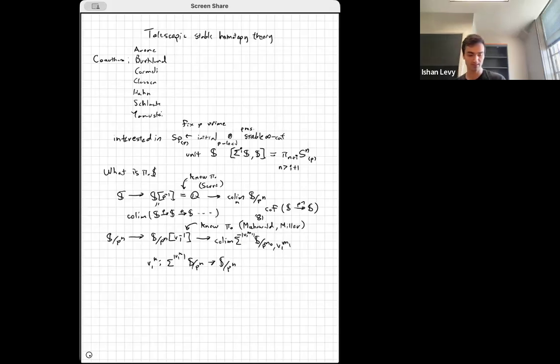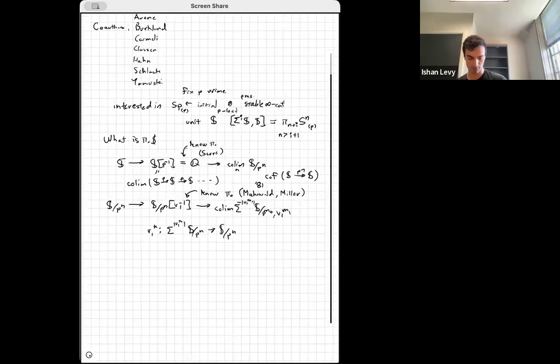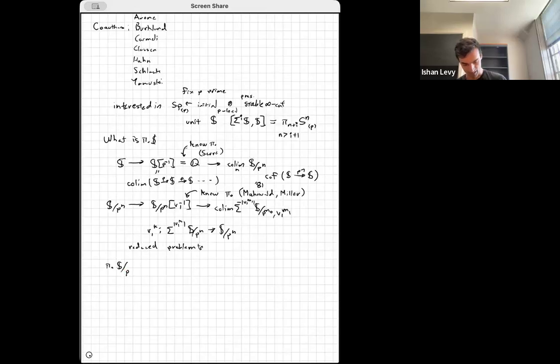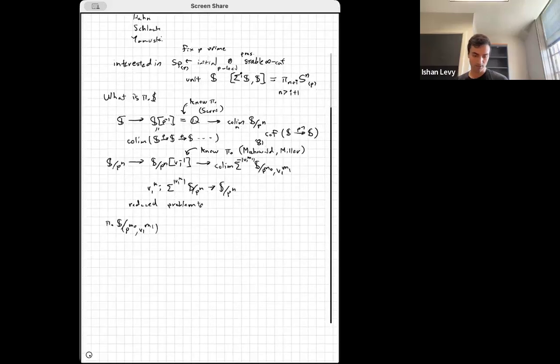Okay, but the point is just that you can interpret this result as saying that now you've reduced the problem of understanding the homotopy groups of spheres to understanding the stable homotopy groups of these objects. So we've reduced the problem to pi star of these kinds of things: the sphere mod some power of p and some power of v1. Okay. And you can keep going.